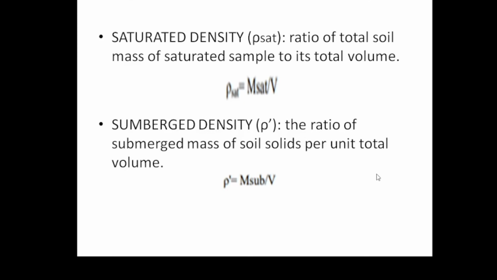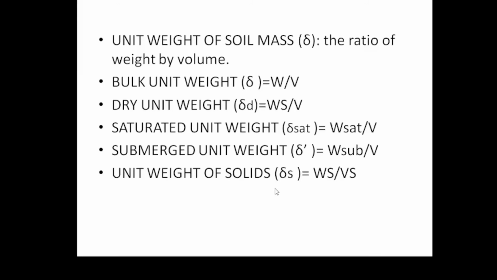Density of the mass of the solids per unit volume of the soil mass. Saturated density. Saturated density is nothing but when the soil is wet. So it is nothing but mass of the saturated sample to the total volume. Now here is a new term which is called as the submerged density. It is denoted by the letter rho dash. Submerged is nothing but when the soil is present below the water table, and it is nothing but mass of the submerged soil to the total volume.